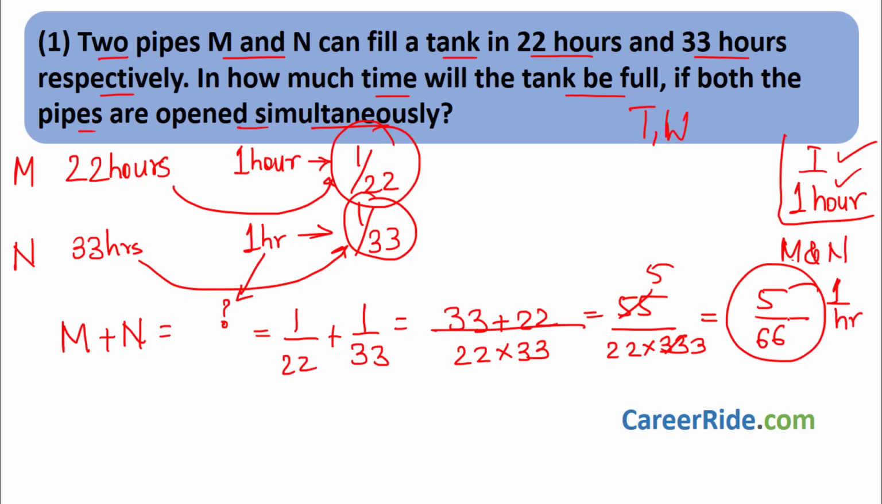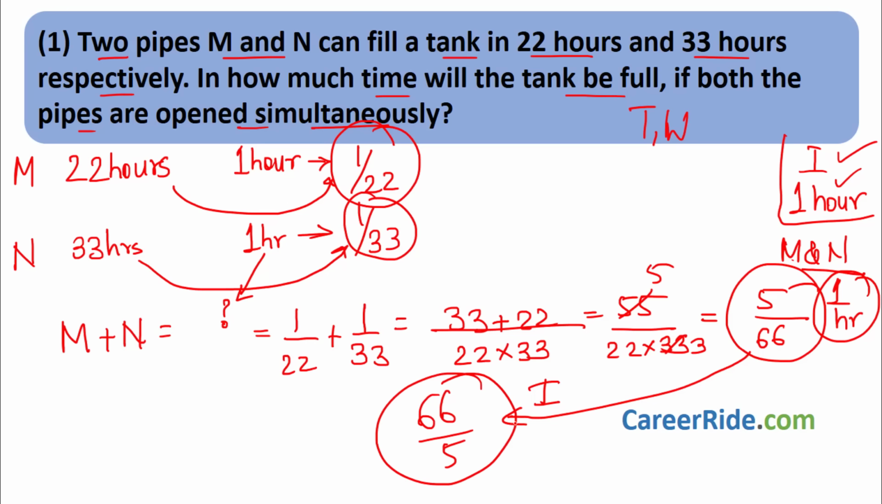This is not the amount of hours taken. This is not the total amount of work done. This is just the work done by M and N in 1 hour. So now, if in 1 hour M and N fill 5 upon 66 amount of tank, then the entire tank will be filled in how many hours? Simply invert, right? What do we get on inversion? 66 upon 5. So in 66 upon 5 hours, the entire tank gets filled by M and N both opened simultaneously, right? See how easy it was. You just find the 1 hour work done, you find the total work in 1 hour by both the pipes, and you just invert it.